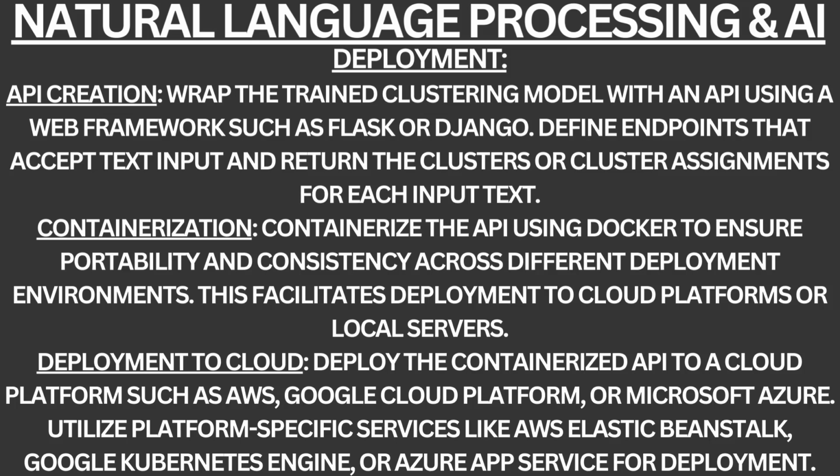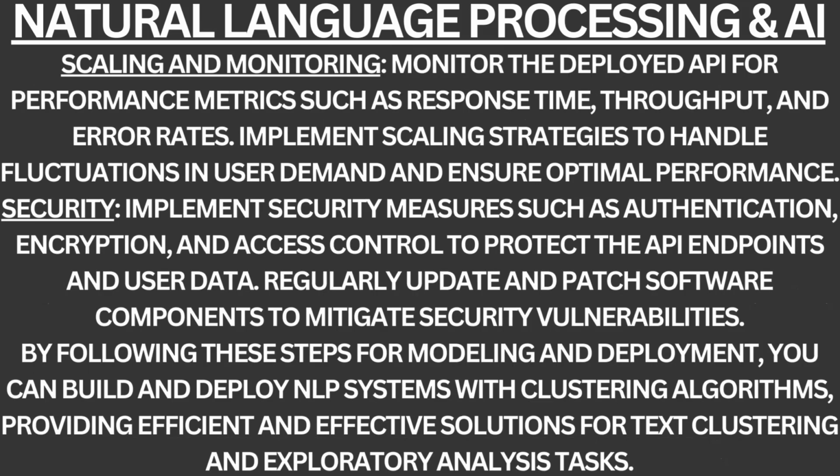Deployment to cloud. Deploy the containerized API to a cloud platform such as AWS, Google Cloud Platform, or Microsoft Azure. Utilize platform-specific services like AWS Elastic Beanstalk, Google Kubernetes Engine, or Azure App Service for deployment. Scaling and monitoring. Monitor the deployed API for performance metrics such as response time, throughput, and error rates. Implement scaling strategies to handle fluctuations in user demand and ensure optimal performance.